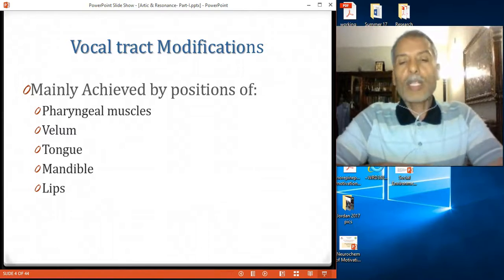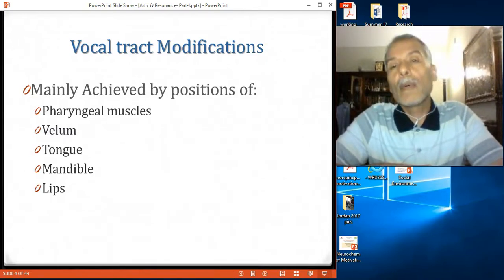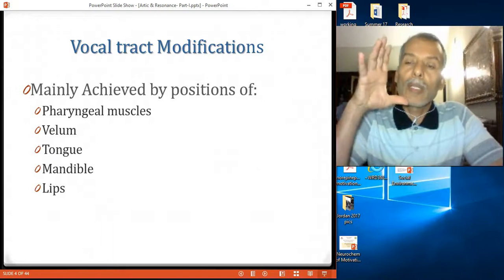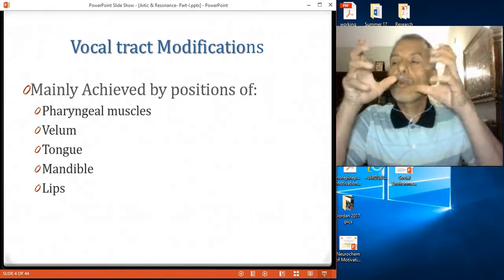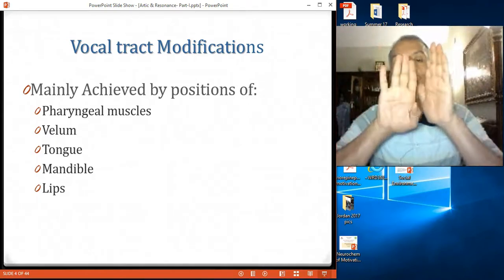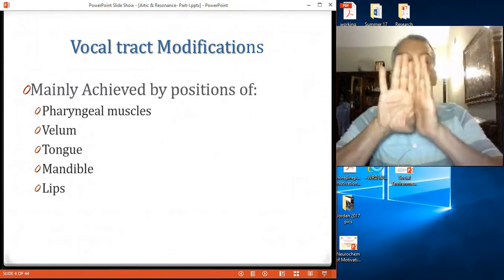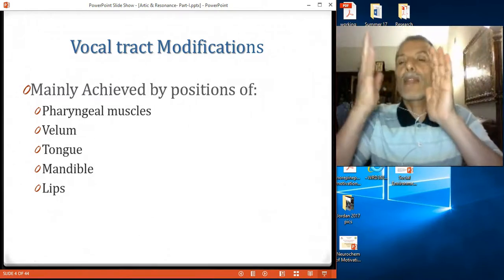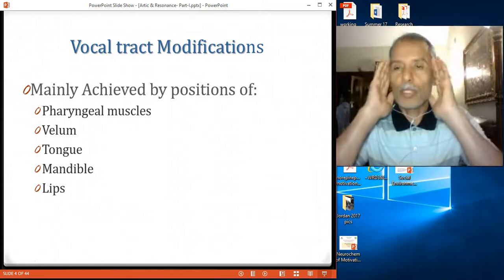We said the vocal tract can be modified frequently, and the primary modifiers are the pharyngeal muscles themselves. We call them the pharyngeal constrictors. So, basically the pharynx is made out of muscle walls, like the posterior pharyngeal wall, and then the lateral wall, and then another lateral wall, right and left, and then the posterior.